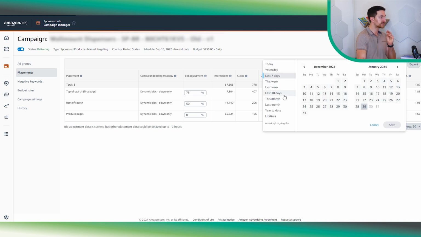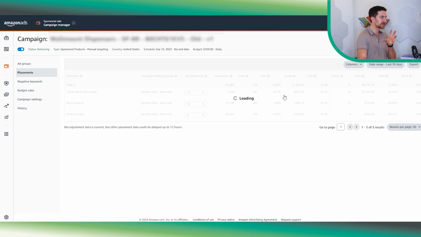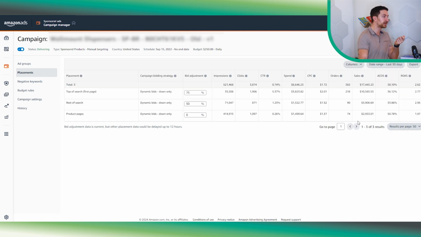One thing here is that you could change the range to last 30 days to get more information about this campaign. You can see that this campaign was spending quite a lot on product pages and was not performing as well as the other 2 placements. So here for sure we want to keep optimizing the placement.